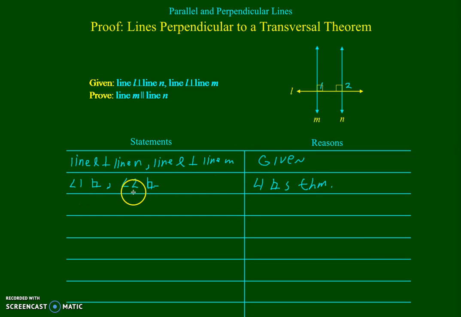And now I know if this is a right angle and this is a right angle, then these two angles have to be congruent. That's the all right angles are congruent theorem. So I know that angle 1 is congruent to angle 2 because of the all right angles are congruent theorem. And so I'm almost where I need to be, since angle 1 is congruent to angle 2, and these are corresponding angles, then I know that line M has to be parallel to line N by the corresponding angles converse postulate.